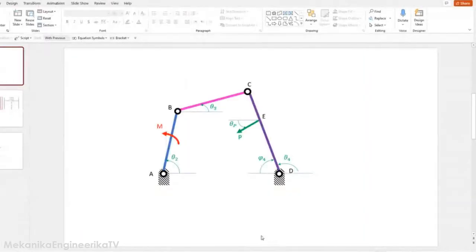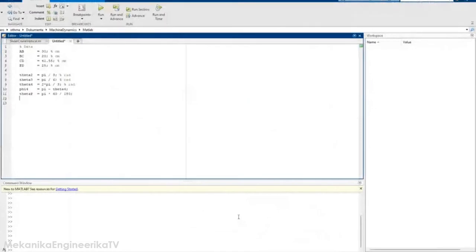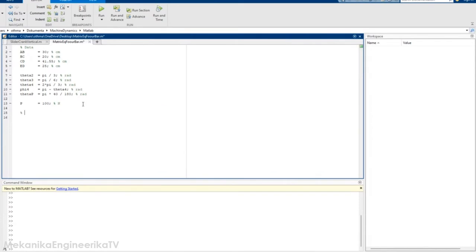What do I need else? I think I have here all the required data. I need to give the load P, the force, and here it is equal to 100 Newton. And here everything is in radian. Okay, now I have finished defining the variables, because MATLAB doesn't know what is P, what is AB. It's just a variable. Here I have assigned all the necessary data.